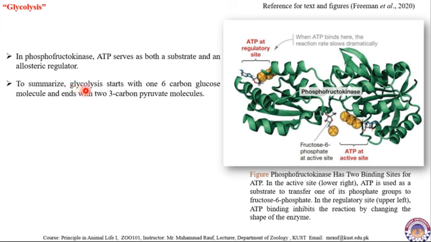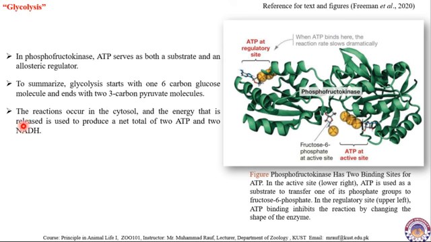To summarize, glycolysis starts with one 6-carbon glucose molecule and ends with two 3-carbon pyruvate molecules. The reaction occurs in the cytoplasm, and the energy that is released is used to produce a net total of 2 ATP and 2 NADH. Remember, this is a net total, not a gross total. Gross total is 4, net total is 2.